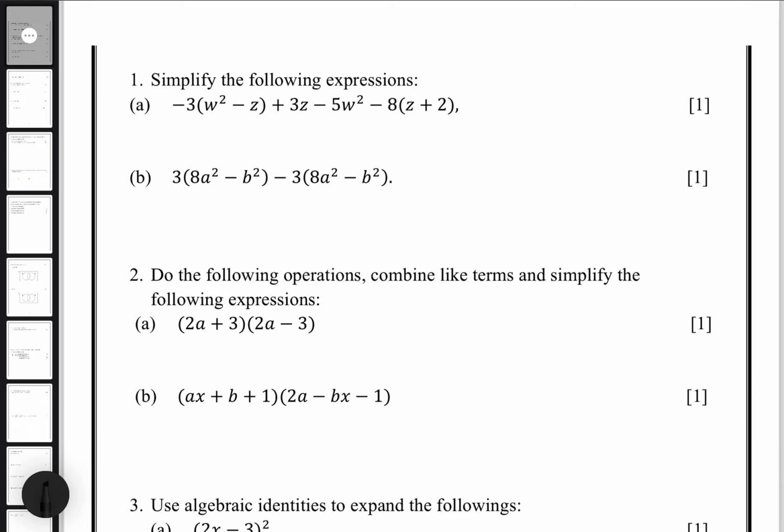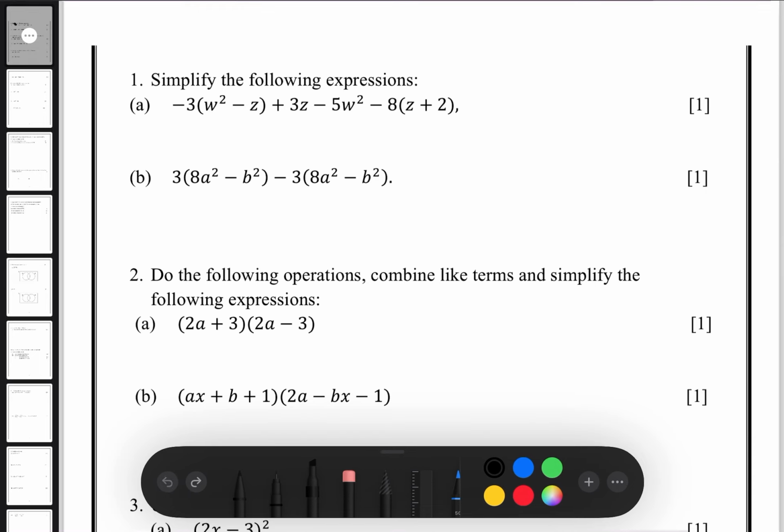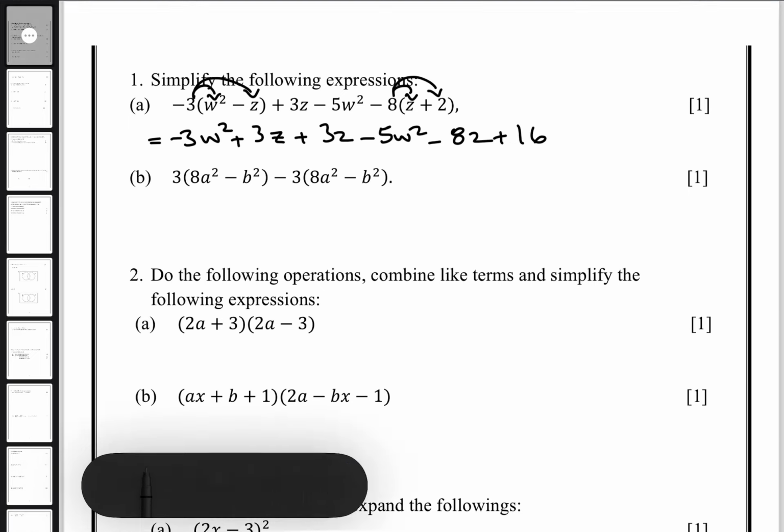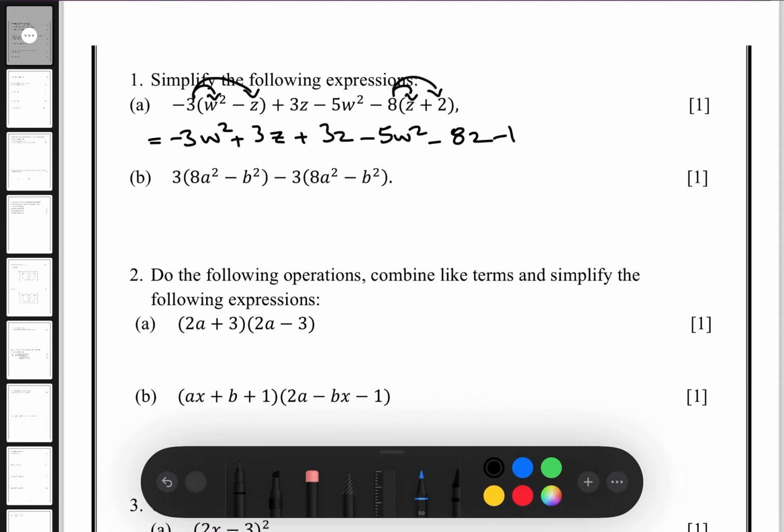Here we just have to do a simple expansion. We just have to multiply -3 by... So we've got -3 times w squared, and then it gets multiplied by -z. So we're going to get -3w squared plus 3z, and that gets added to the 3z next to it, minus 5w squared, and then again the 8 also gets expanded, so we get minus 8z plus 16, sorry, minus 16, because it's got a minus, right? So minus 16. Now, we're going to add the like terms.